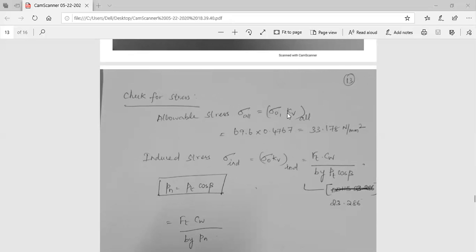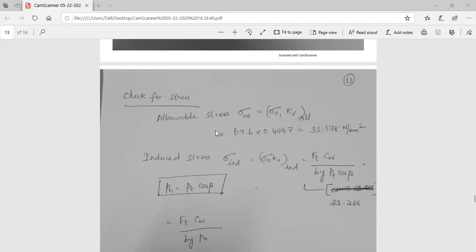Sigma naught 1 kV. Why do you substitute sigma naught 1? Because we design based on the pinion only. Sigma naught 1 here in this problem, sigma naught 1 and sigma naught 2 both are equal. But in some other problems they vary based on the design value. So if you design based on the pinion, you substitute 1. If you design based on the gear, you substitute 2. So sigma naught 1 multiply by kV. So 69.6 multiply by kV, that is the allowable static stress.